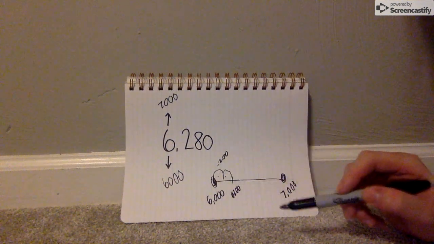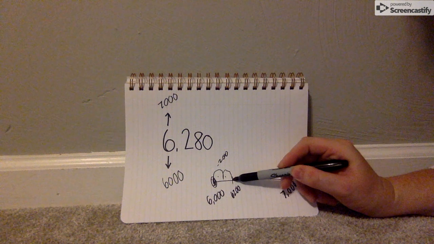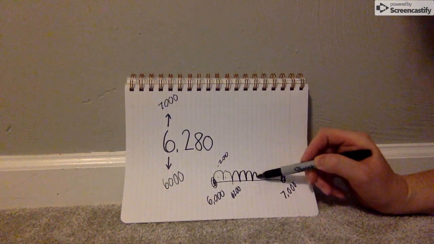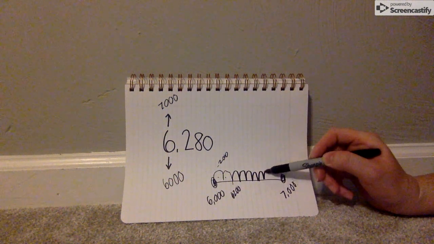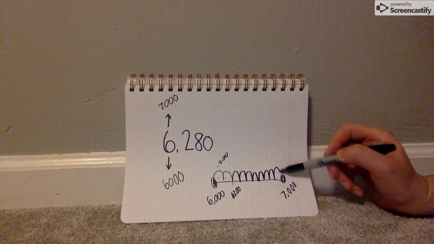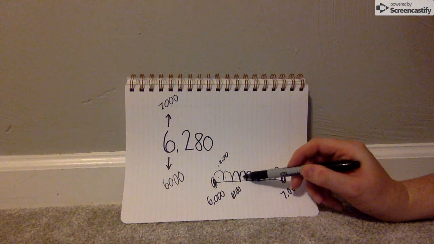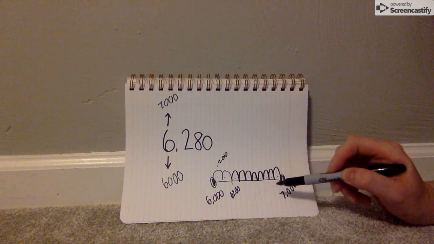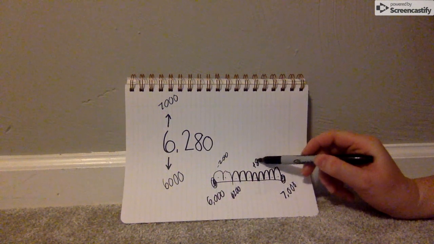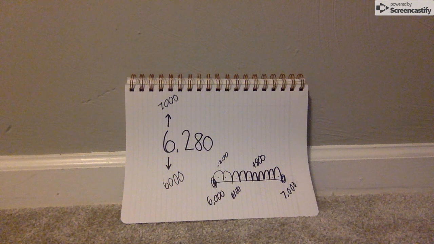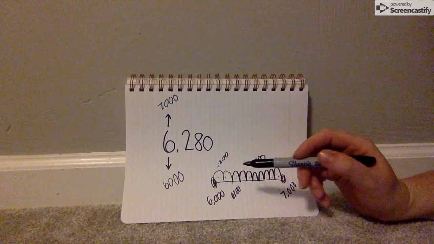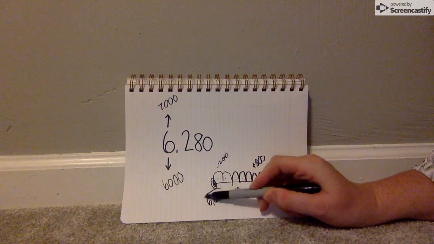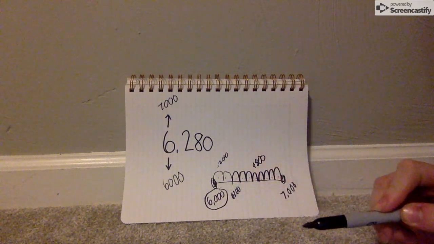So 100, 200. And now I'm going to go up by hundreds, 6,200, 6,300, 6,400, 6,500, 6,600, 6,700, 6,800, 6,900, 7,000. 100, 200, 300, 400, 500, 600, 700, 800. So I went up by 800 there. Now I have to see, was it closer to go down by 200 or up by 800? It was a lot closer to go down by 200, so my answer is 6,000.